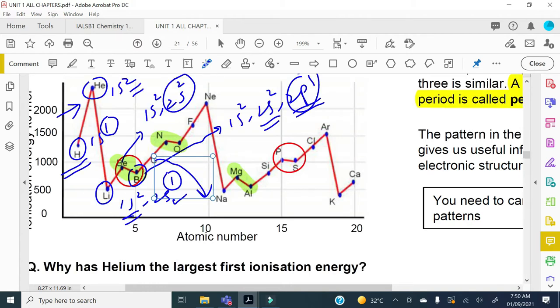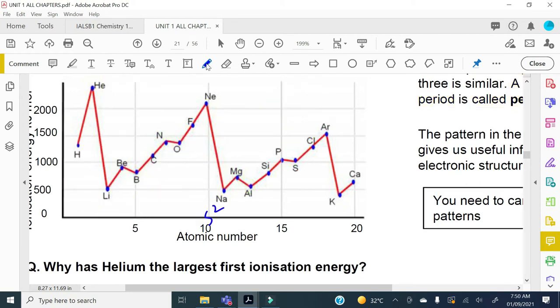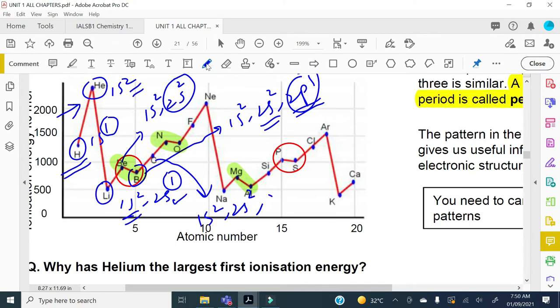Now you can see this carbon. The electronic configuration of carbon is 1s2, 2s2 and 2p2.